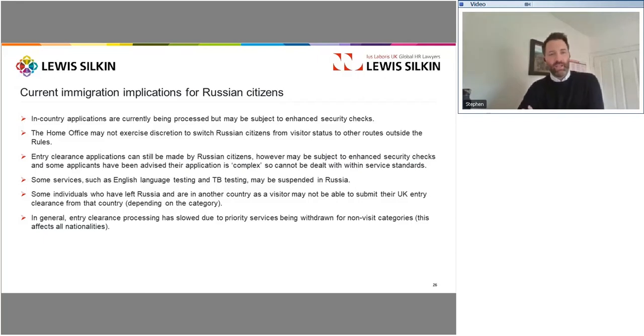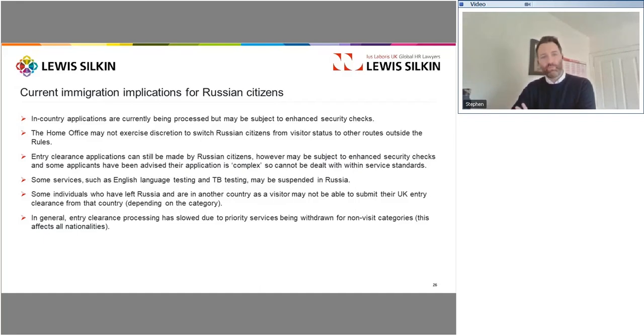Entry clearance applications can still be made by Russian citizens. However, they may be subject to enhanced security checks. And some applicants have been advised at the visa application center that their application is complex, so it cannot be dealt with within the normal service standards and has kind of been on hold.